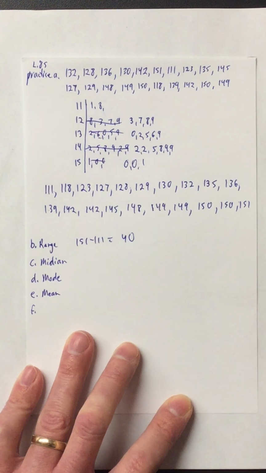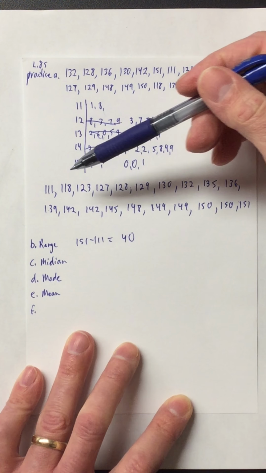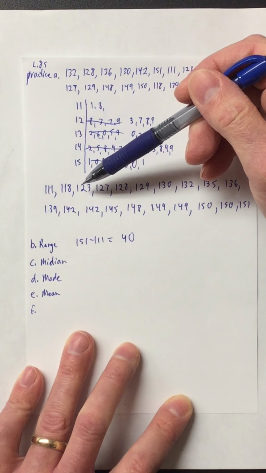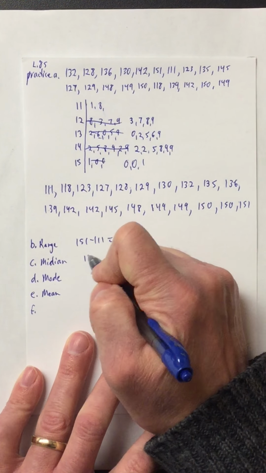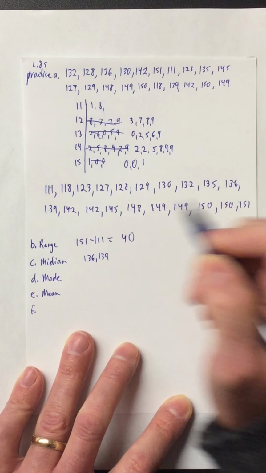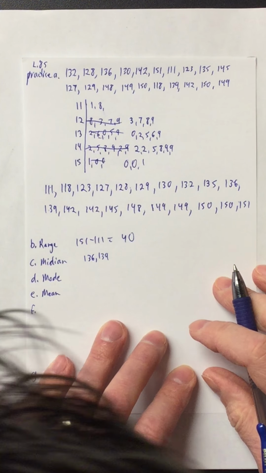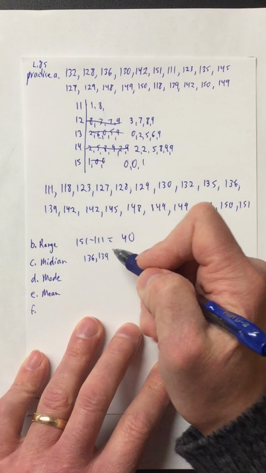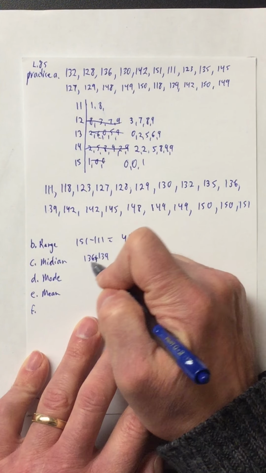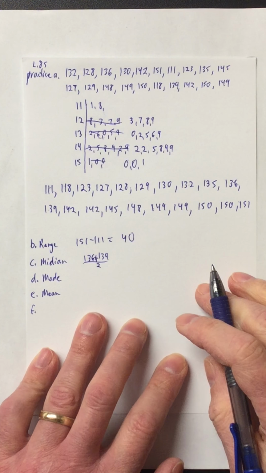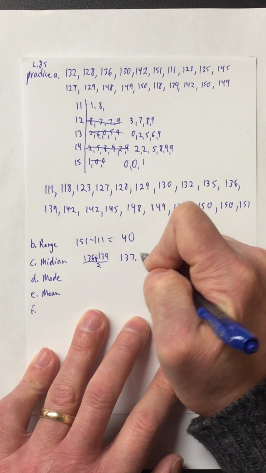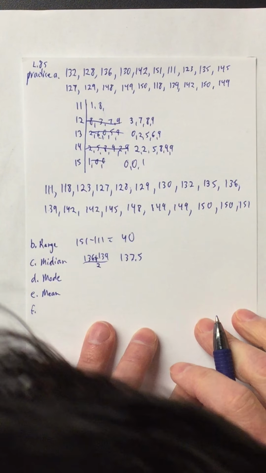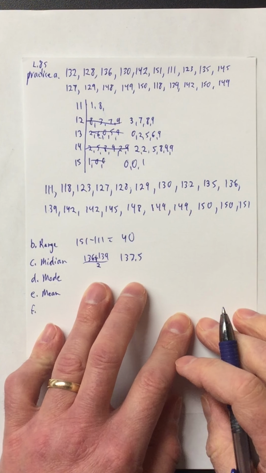What is my median? Well, I'm told in the problem that I have 20 numbers, so I'm going to count in and find number 10 and 11. So 1, 2, 3, 4, 5, 6, 7, 8, 9, 10. All right, so my numbers are 136 and 139. They both share the middle spot, number 10 and 11. So to get our median, we actually are going to add those together and divide by 2 to get the average of those. So when you add those together and divide by 2, I get 137.5 for a median.